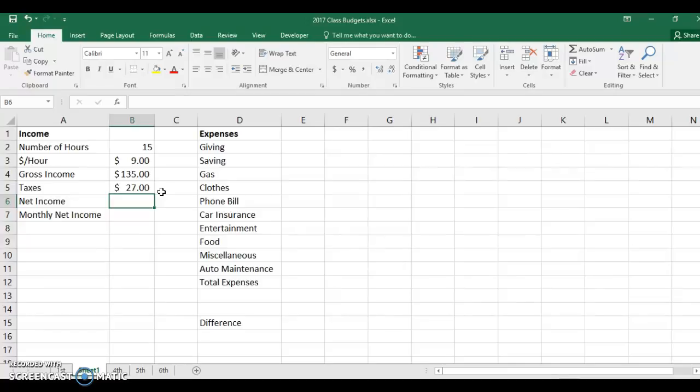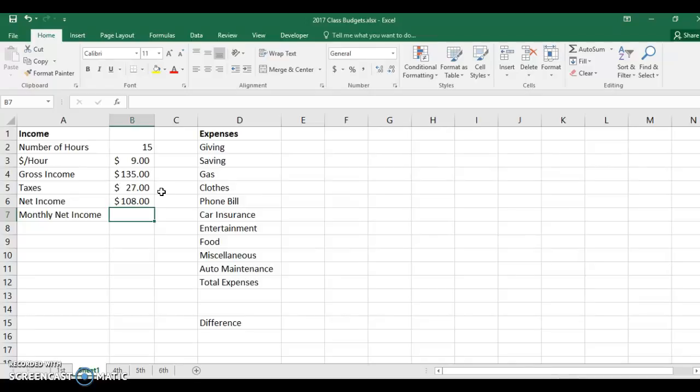Next, we're going to calculate our net income, and that's going to be our gross income minus taxes. So equals gross income, B4, minus our taxes, B5. And so our take-home pay in this situation would be $108.